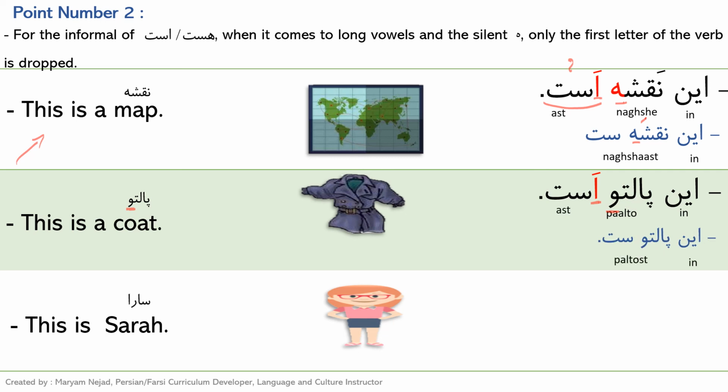Next one, this is Sara. So it's going to go as in Sara ast. So we drop only the aleph part. So it's going to give me in Sarast.